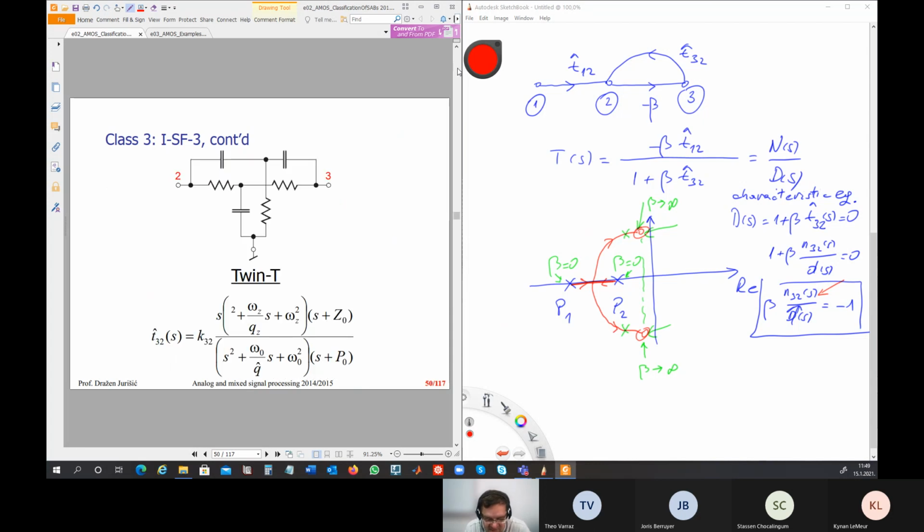Okay, but we also have the twin T network, which has 1, 2, and 3 capacitors, and this is indeed a third order network. And then it has one complex conjugate pair of poles and one complex conjugate pair of zeros, and one real pole and another one real zero here.